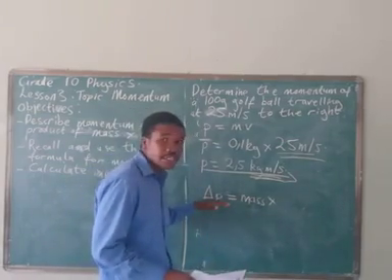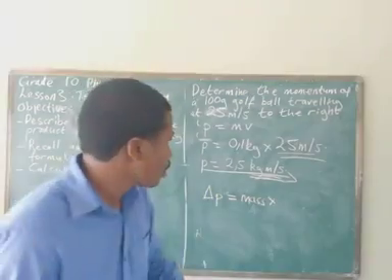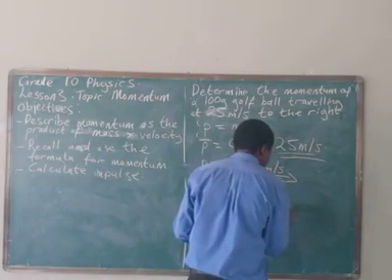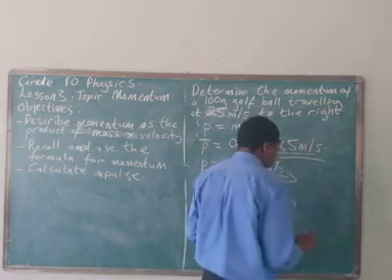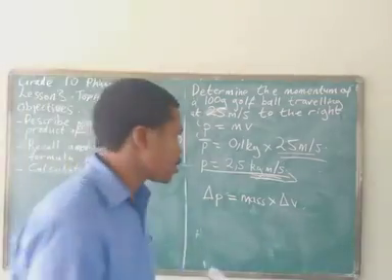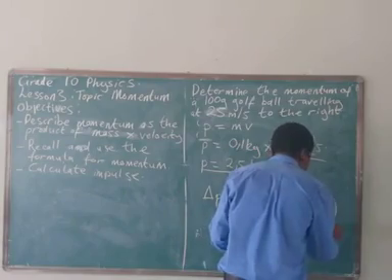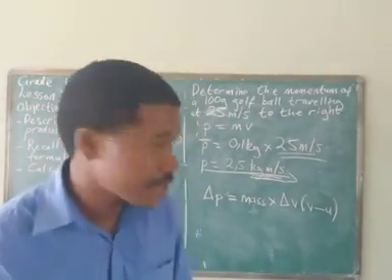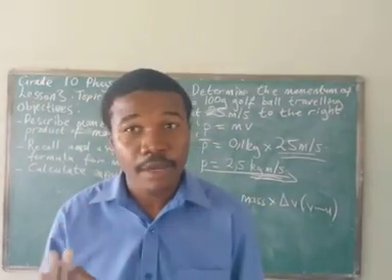So when we're looking at change in momentum, delta P, we say mass multiplied by change in velocity. Change in velocity, delta V, is final velocity minus initial velocity. Remember that thing where you say V minus U? Final velocity minus initial velocity. That is the formula you would use when we want to calculate change in momentum.